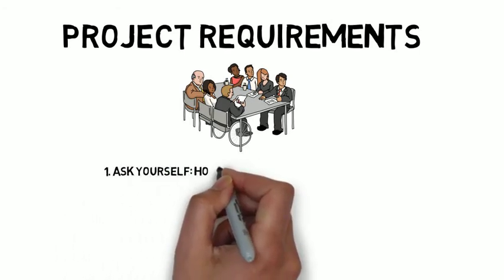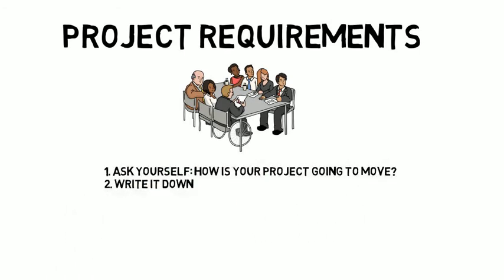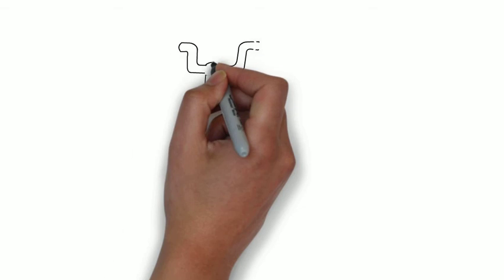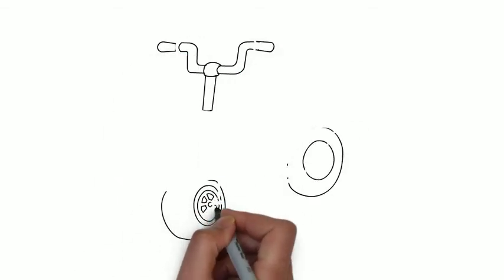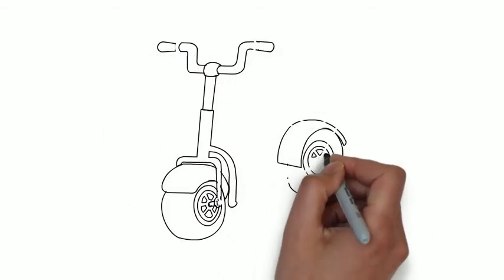1. Ask yourself, how is your project going to move? 2. Write it down. Let's go through an example, because this is really important and you need to know this. Say you want to build your own motorized scooter. Alright, ask yourself, how is your project going to move?